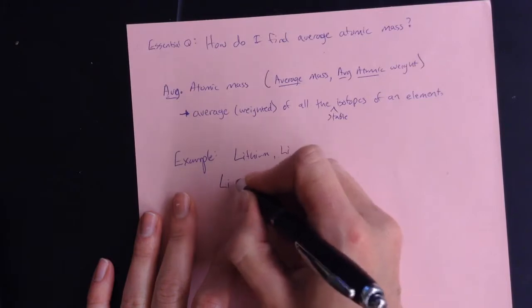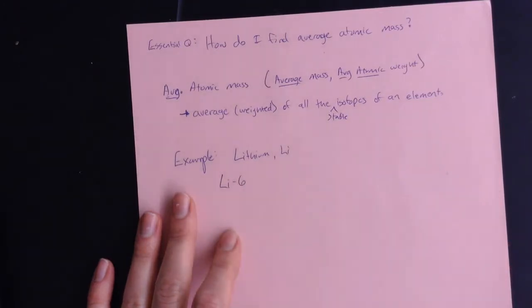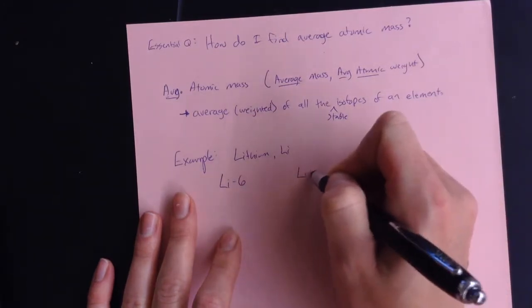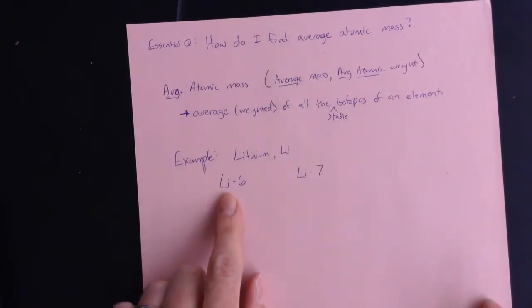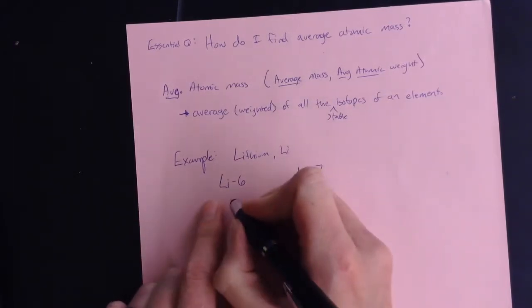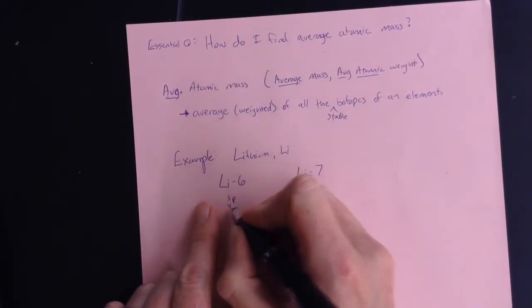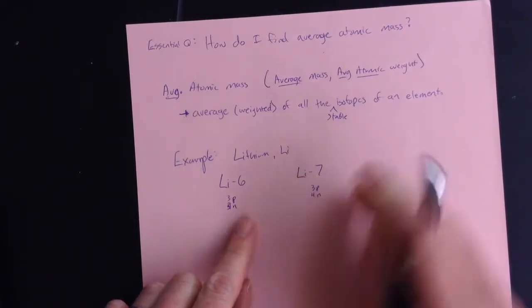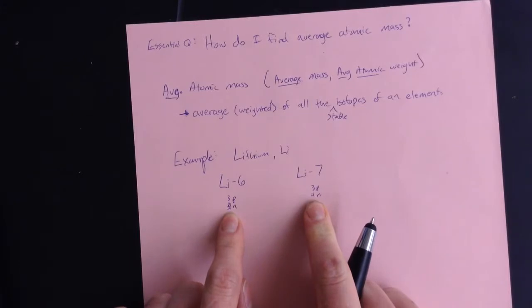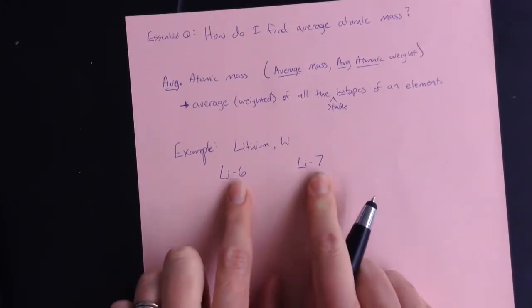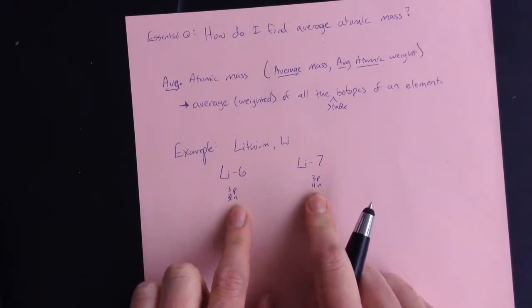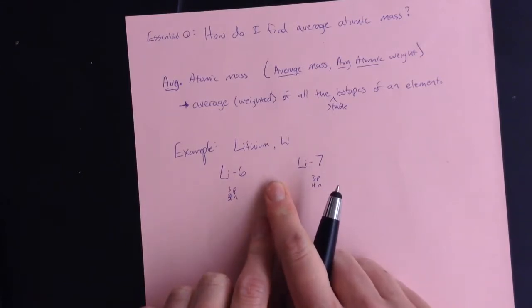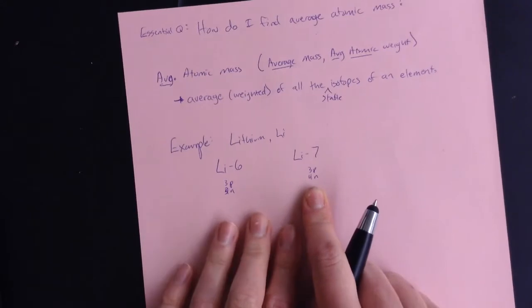Some of it would be lithium-6, and some of it would be lithium-7. Sometimes it will have 3 protons and 3 neutrons, and this would be 3 protons and 4 neutrons. So the difference there, again, with an isotope is that it has a different number of neutrons. But it's not half and half. If it were half and half, then the average would be 6.5. But there's quite a bit more lithium-7.